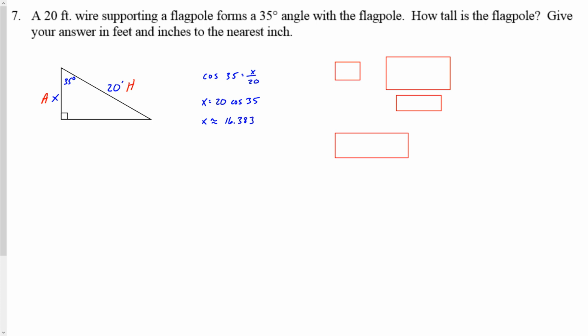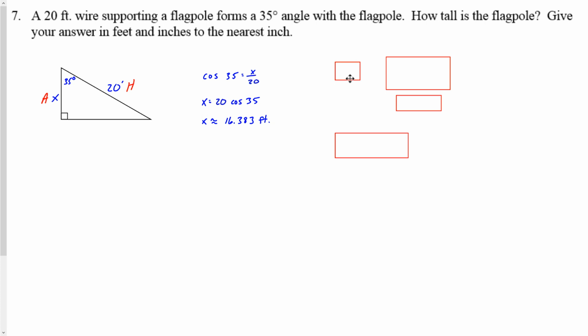Hopefully you found that the value of x is 16.383. Now, typically that would be good, except for the fact that we are told that we need to give our answer in feet and inches to the nearest inch. So this would just be a number of feet if we were to keep it that way. But since the question is asking for it differently, we have to now figure out how to answer the question in the format that it is asking for.